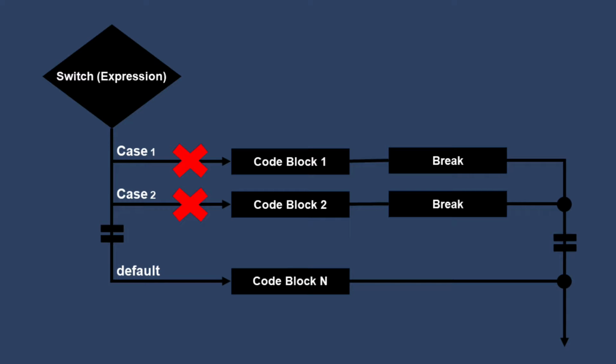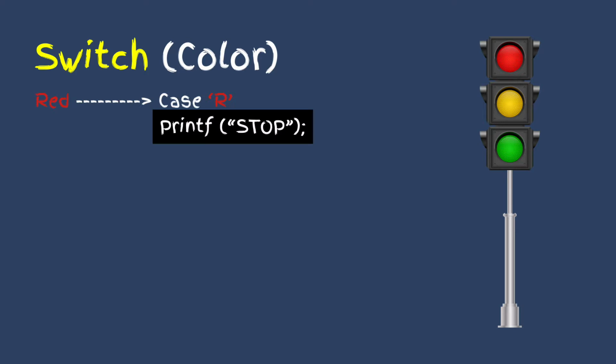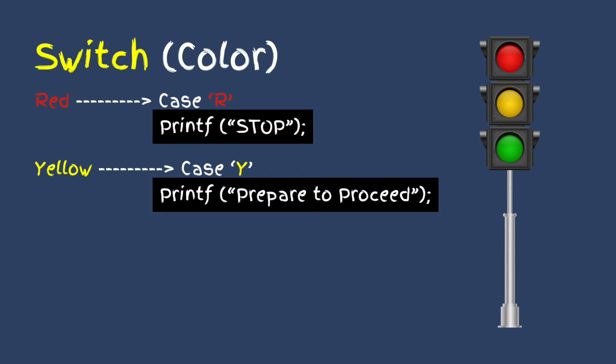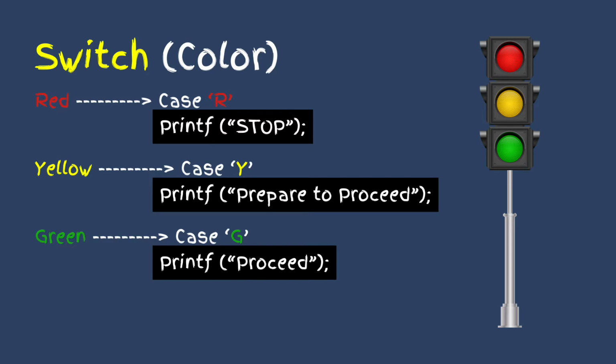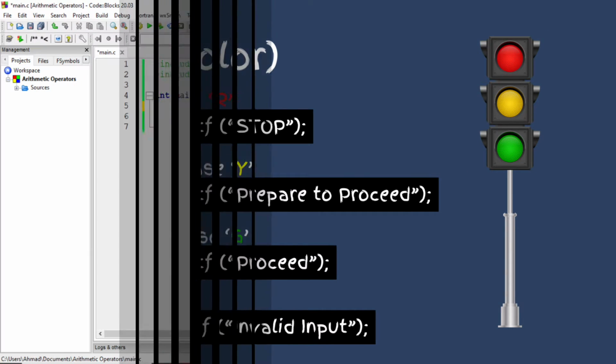Now, let's look at a simple code to illustrate how switch statements work in practice. We're going to implement a simple traffic signal controller that tells you what to do based on the color of the traffic light. If the color is red, it outputs stop. If the color is yellow, it displays prepare to proceed. And upon detecting green, it outputs the corresponding message. If none of the specified colors match, the program indicates the message input is invalid.